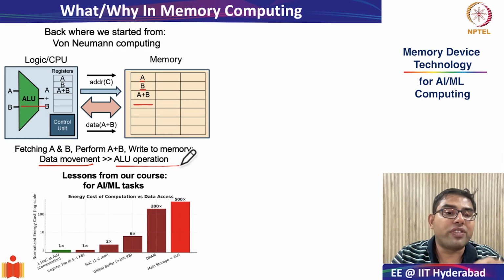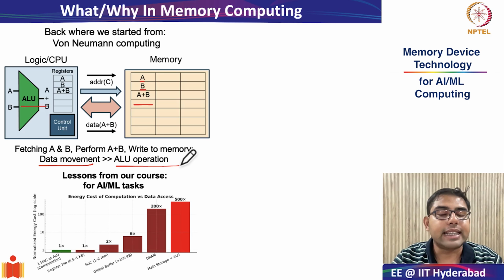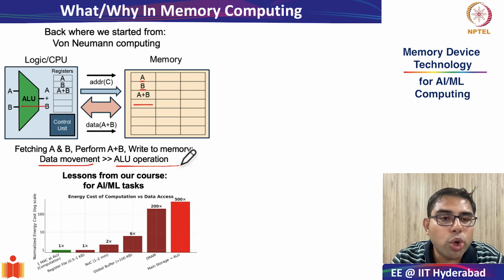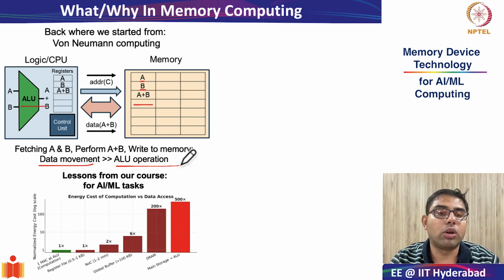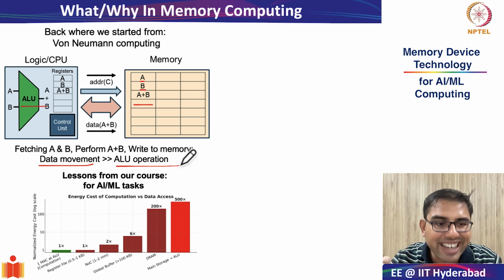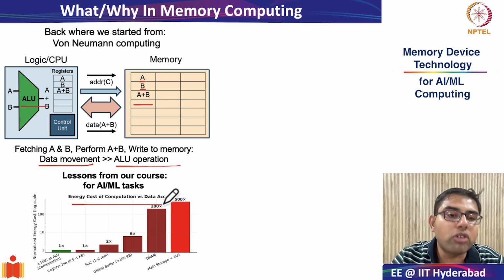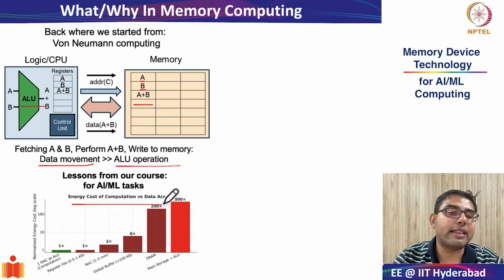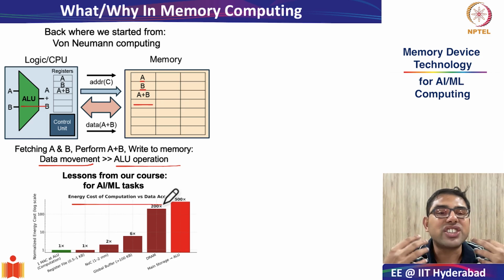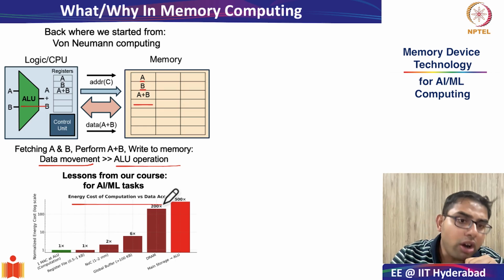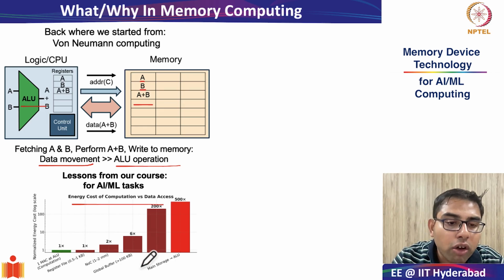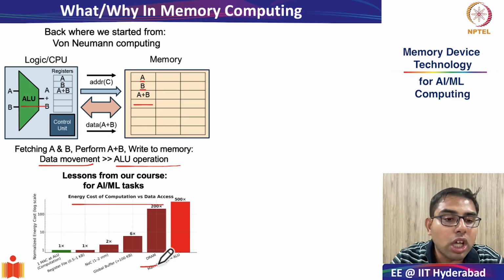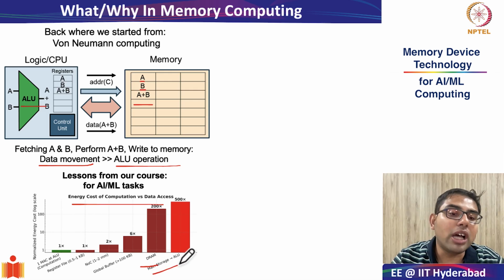However, one of the key lessons from our course is that when we move towards the data-driven computing regime, which is your AI/ML computing tasks, this data movement results in not just a very large amount of latency, but also a huge amount of power consumption. And we figured out that most of the power consumption in running these AI/ML tasks on von Neumann architecture is from shifting data back and forth from the DRAM and also from the main storage.